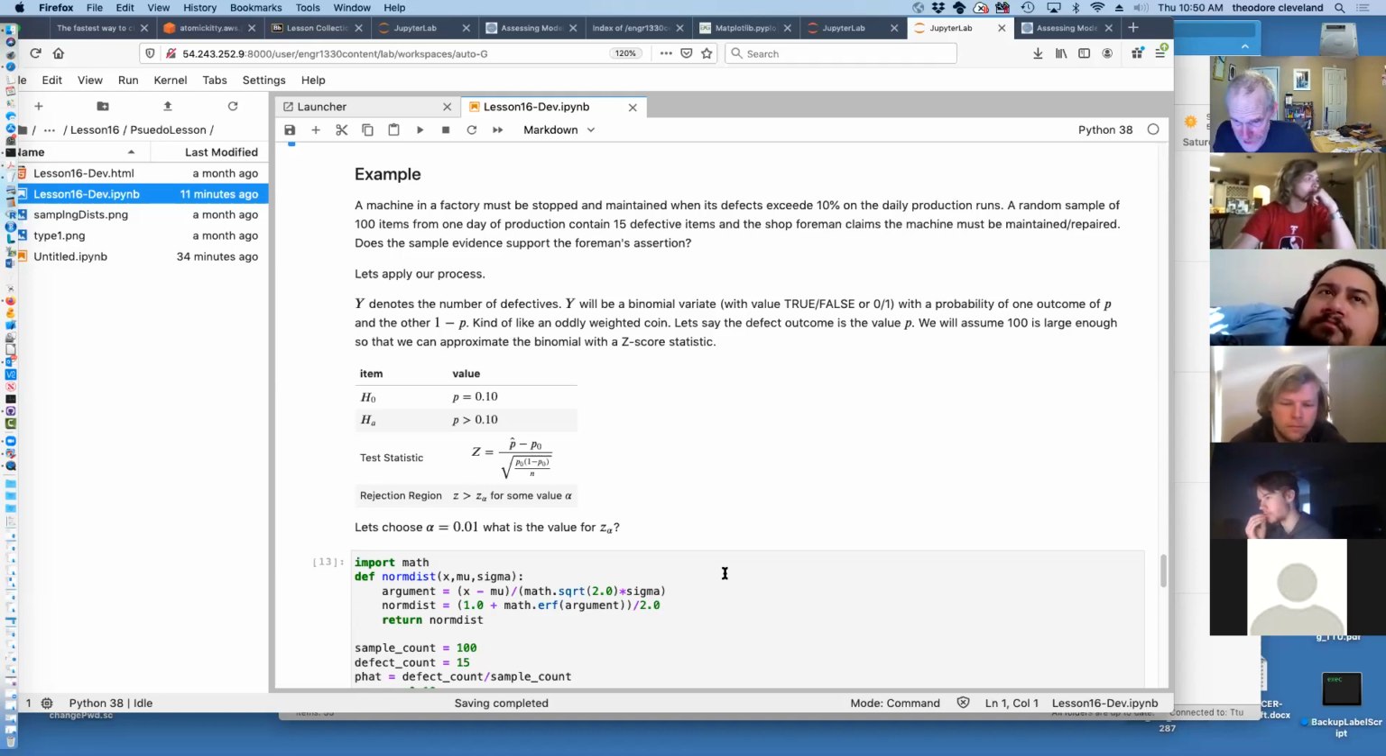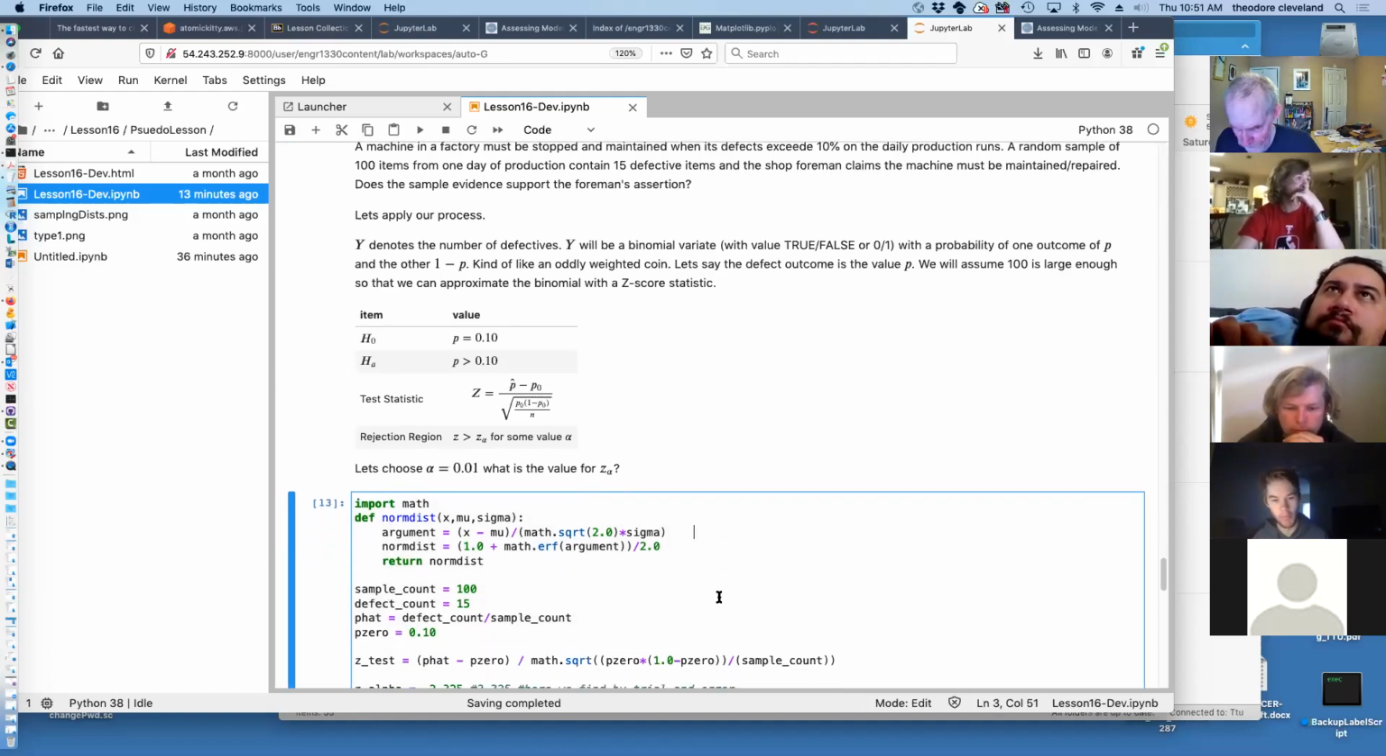Our test statistic is going to be our estimated defects, p hat, minus p sub zero, our null hypothesis proportion, divided by the square root of p zero times one minus p zero over n, which is the standard deviation for these binomial flips. Our rejection region is that z is bigger than z alpha for some value of alpha. So let's choose an alpha of 0.01. So that's 1%. What is the value for z alpha?